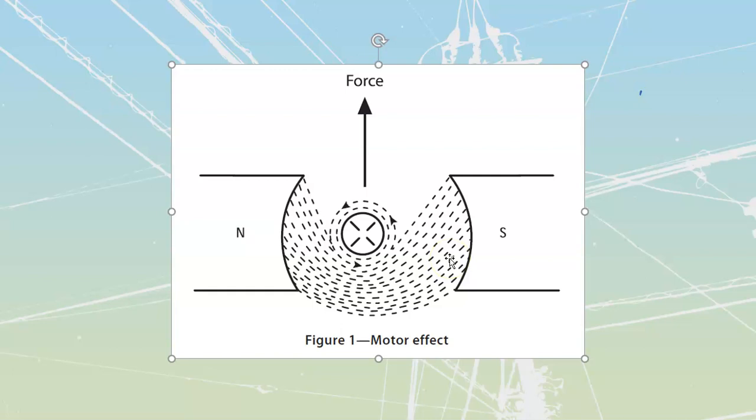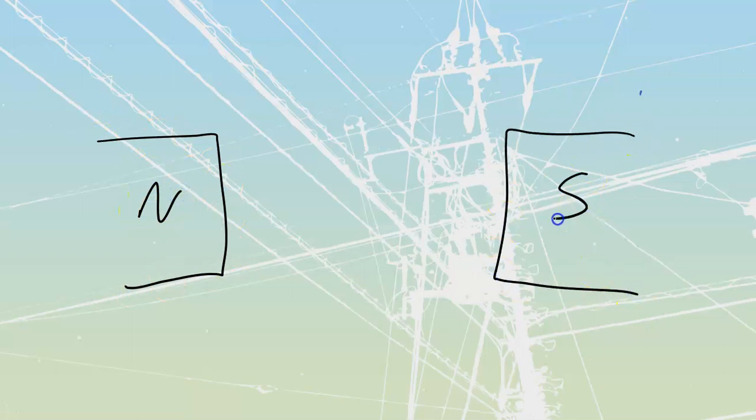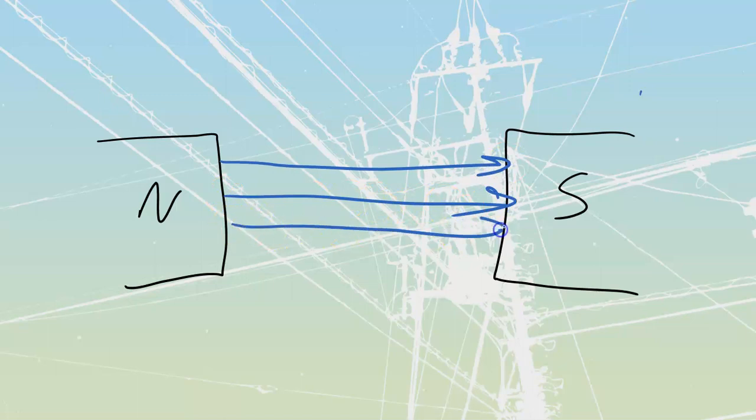We'll start by drawing this actually just as a set of poles over here. So I'm going to give myself a north pole and a south pole. And we know that existing between a north pole and a south pole, we are going to have magnetic lines of flux that possess a couple of different characteristics.